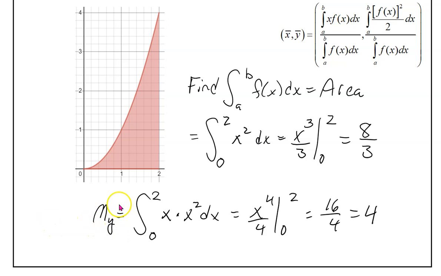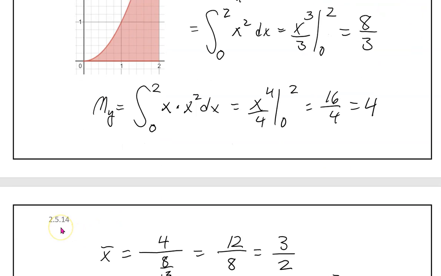We take the moment in the y direction and we divide it by the area. Well, actually, close to the moment in the y direction. We're missing our rho. When we do this, we'll have x times the function on top, which is x times x squared, which gives us x cubed. The integral is x to the 4th over 4, which gives us a total moment of 4. 4 divided by 8/3 should give us x bar.